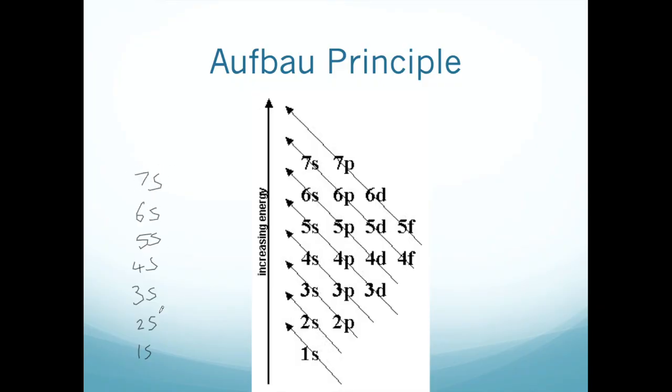Okay, then let's do our p orbitals. Now remember, p orbitals only start at the second level onwards. So 2p, 3p, 4p, 5p, and so on. Okay, you can keep going. 6p, doesn't matter. Then come d orbitals, which remember, d orbitals only start at the third level onwards. So 3d, 4d, 5d, 6d, and so on.